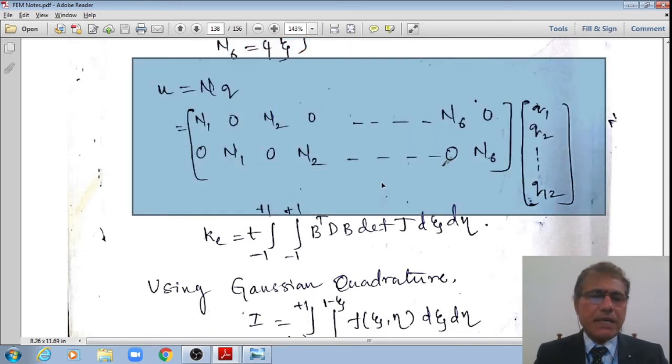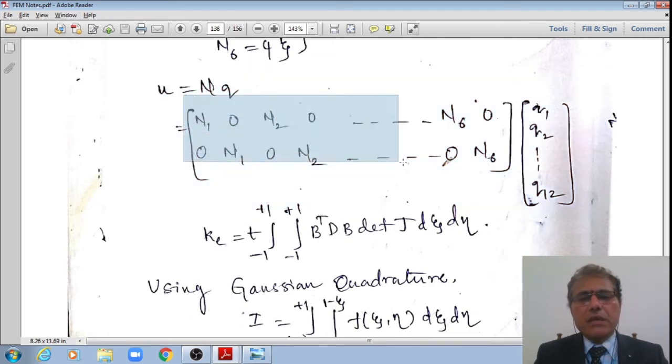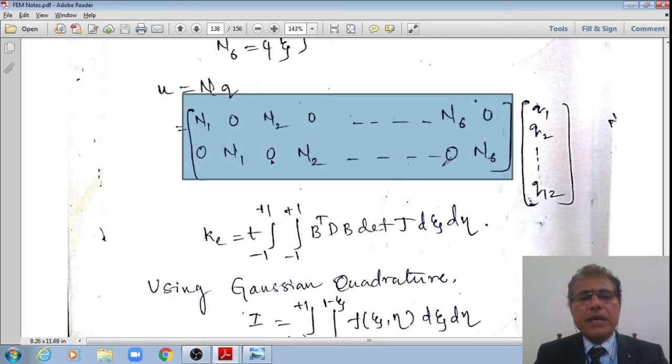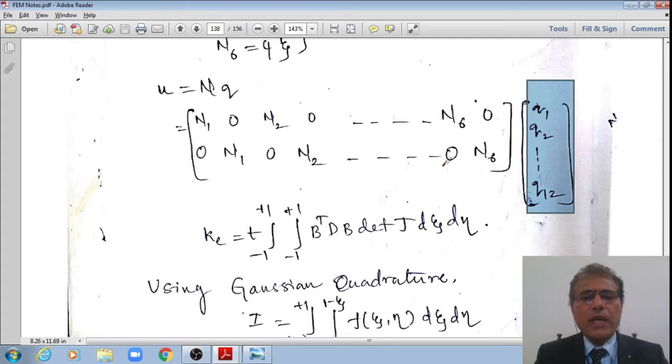Next subheading is displacement. Then displacement u is equal to Nq. But now I would have 6 shape functions written in a matrix format here: N1 0, N2 0, up to N6 0, 0 N1, up to 0 N6, which is a 2 by 12 matrix, operated upon q1, q2, up to q12, a 12 by 1 matrix, for the 2D 4 node quadrilateral. I'm sorry, the 2D 6 node triangular element.